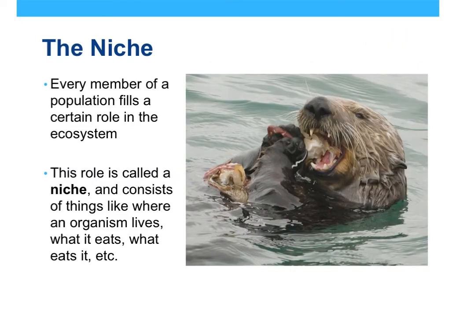All right, a niche, we talked about that earlier in the first slide. A niche is the role that an organism plays. It's basically its job. So every member of a population fills a certain role in the ecosystem. Here you see a sea otter eating basically, probably clams or oysters or whatever.